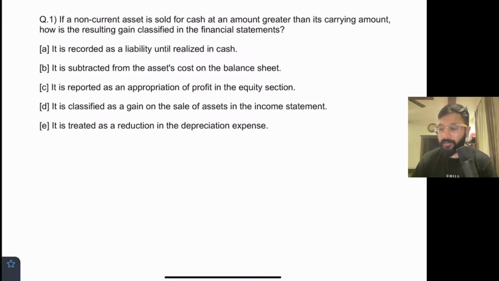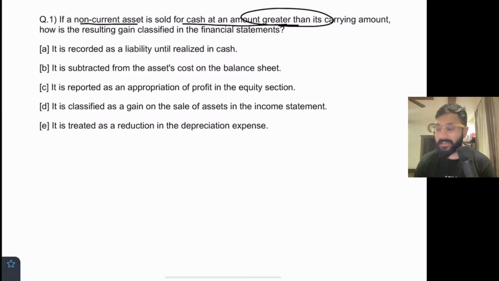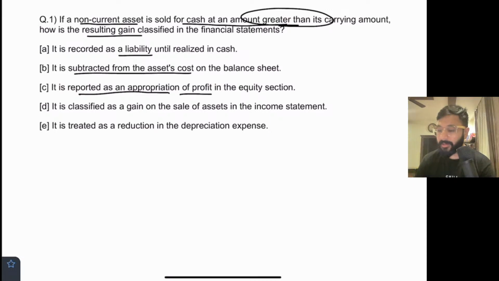चलिए start करते हैं. The first question is, if a non-current asset is sold for cash at an amount greater than its carrying amount, how is the resulting gain classified in the financial statements? Number 1, recorded as liability; 2, subtracted from assets cost; 3, reported as an appropriation of profit in equity; 4, classified as gain on the sale of assets in income statement; 5, treated as a reduction in the depreciation expense. Very simple question, very simple answer. Let's see who all can answer it on time and answer it correctly.